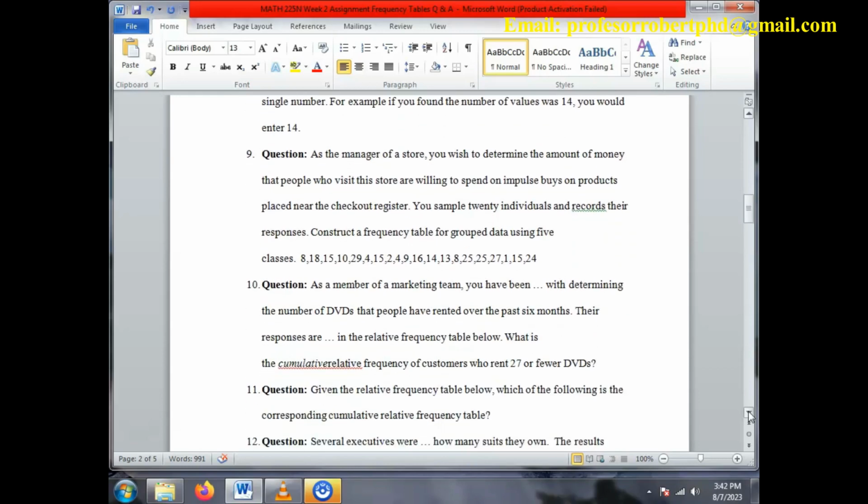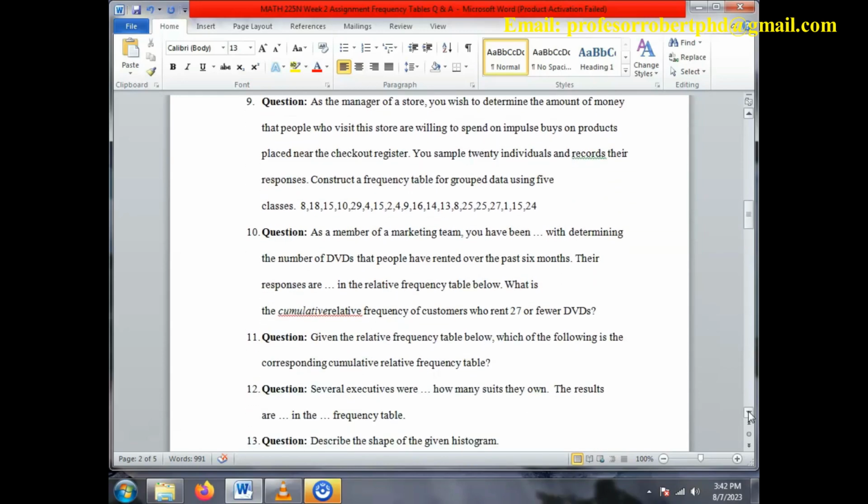9. Question. As the manager of a store, you wish to determine the amount of money that people who visit this store are willing to spend on impulse buys on products placed near the checkout register. You sample 20 individuals and record their responses. Construct a frequency table for grouped data using 5 classes. 8, 18, 15, 10, 29, 4, 15, 2, 4, 9, 16, 14, 13, 8, 25, 25, 27, 1, 15, 24.